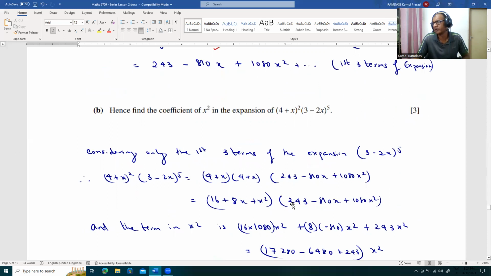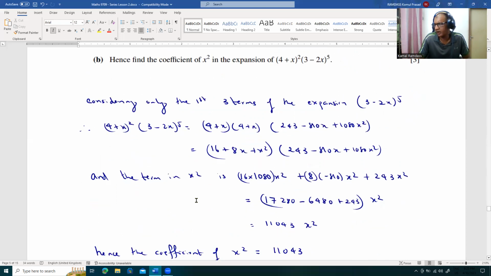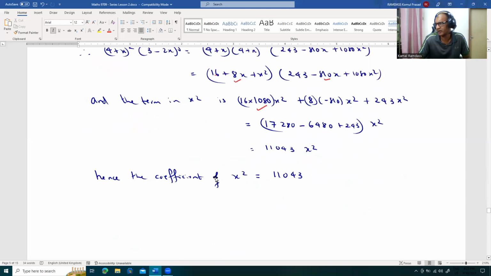Multiply by 243 minus 810x plus 1080x squared. And the term in x squared is, dans ce cas-là, nous prenons 16 fois 1080, premier, plus 8 fois moins 810, c'est deuxième terme in x squared, et troisième terme, c'est 243 x squared. Et là, pour simplifier ça, expression là, 11 043 x squared, and the coefficient of x squared, c'est 11 043.